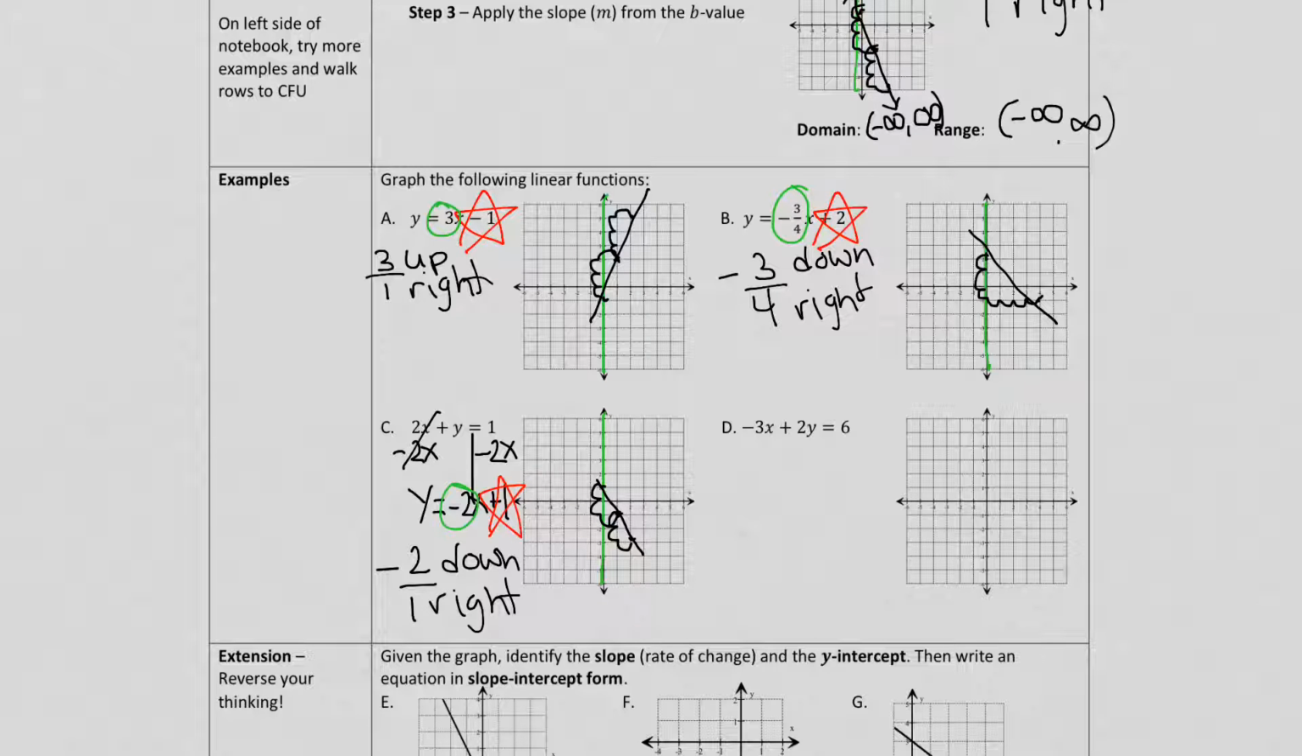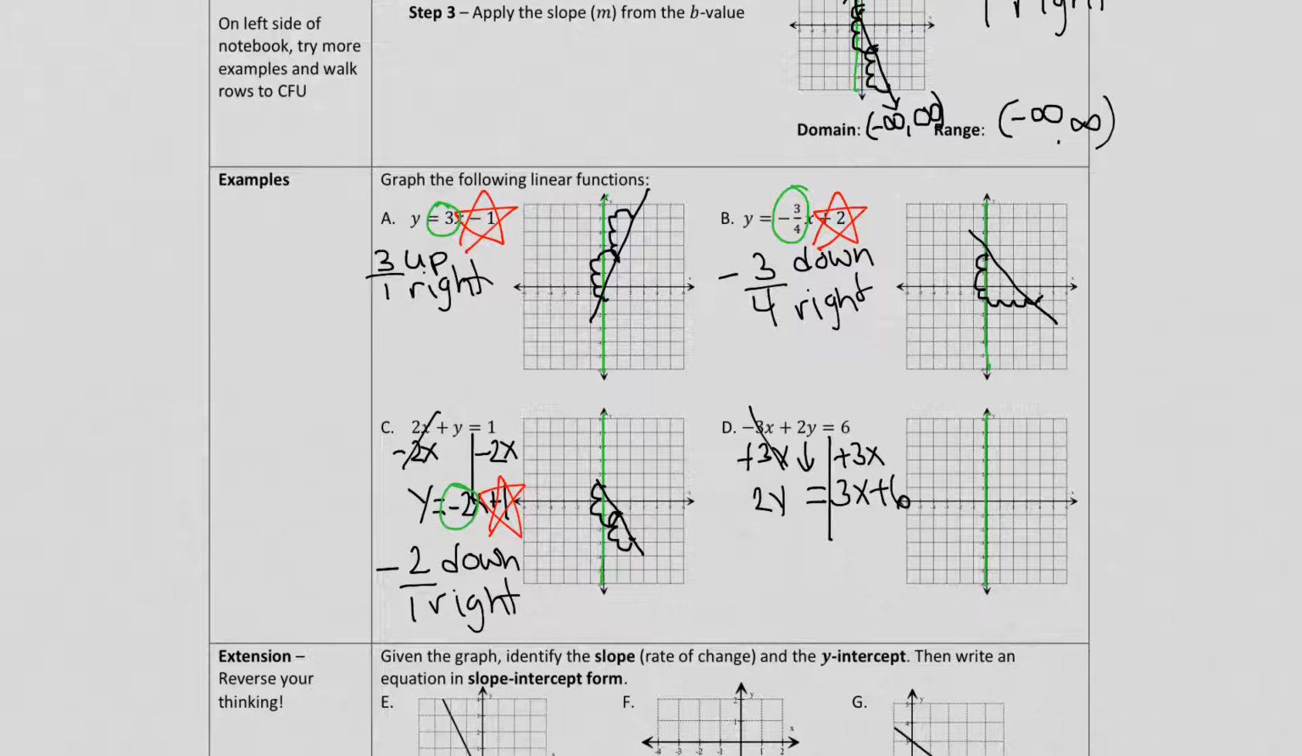So next, let's try example D. Again, we're going to always start off by highlighting our y-axis. And again, with this example, it's not in y-intercept form. So I need to get the y by itself. So again, this one is negative 3x. So the opposite of subtracting 3x would be adding 3x to both sides. And that gets rid of it. And I bring down the 2y. You get 3x plus 6.